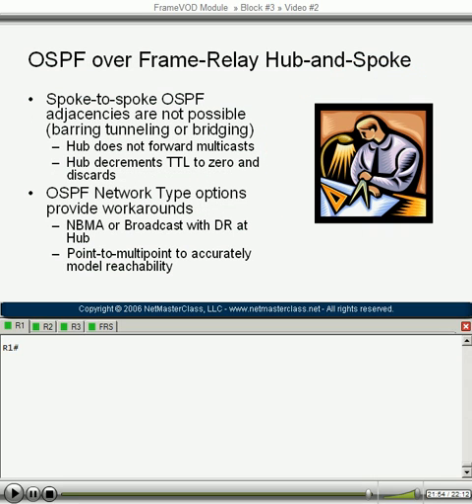The fact that each frame relay PVC is fundamentally a different broadcast domain means that OSPF spokes cannot become adjacent. Studying how OSPF network types can be used to work around frame relay's limitations is one way to gain a deeper understanding of both protocols.